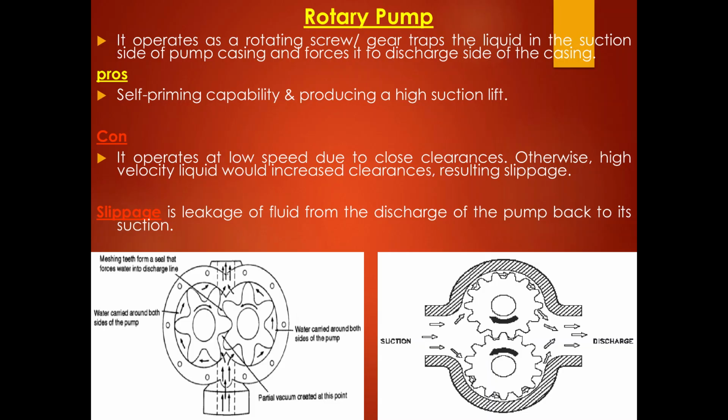Rotary pump. It operates as a rotating screw or gear, traps the liquid on the suction side of the pump casing and forces it to the discharge side of the casing. Pros: self-priming capability and producing a high suction lift. Con: it operates at low speed due to close clearances. Otherwise, high-velocity liquid would increase clearances, resulting in slippage. Slippage is leakage of fluid from the discharge of the pump back to its suction.